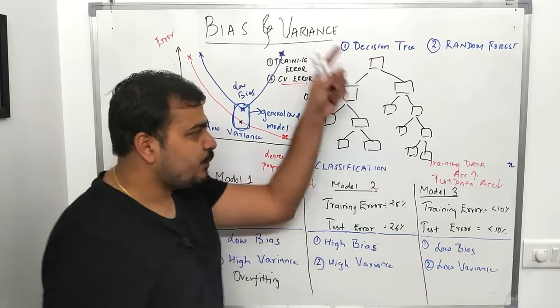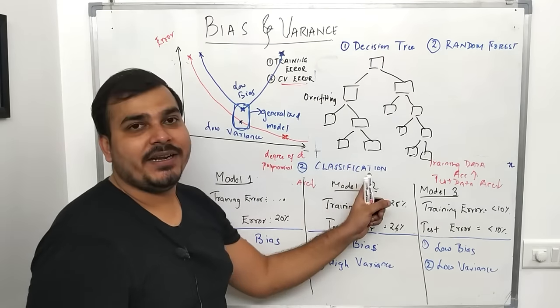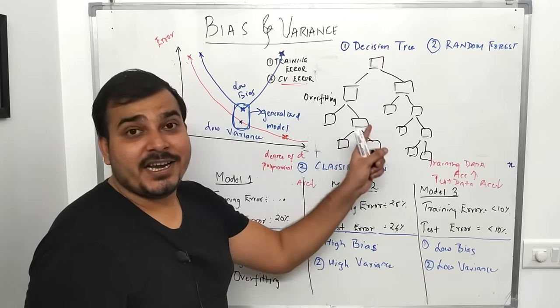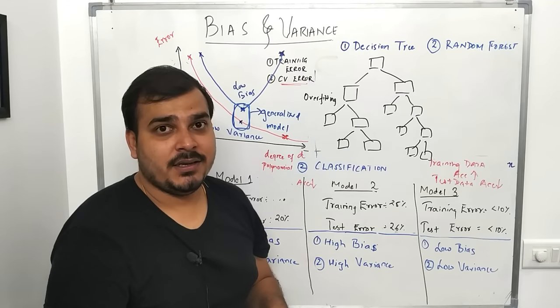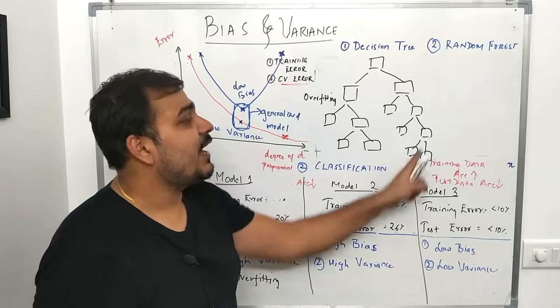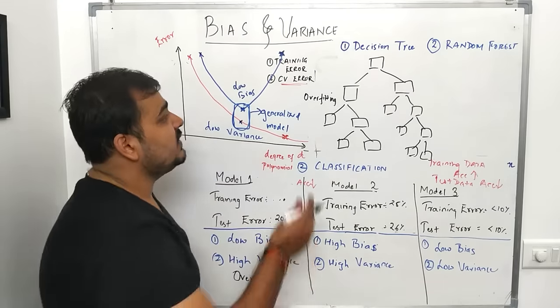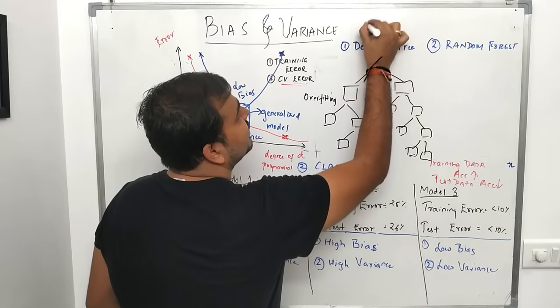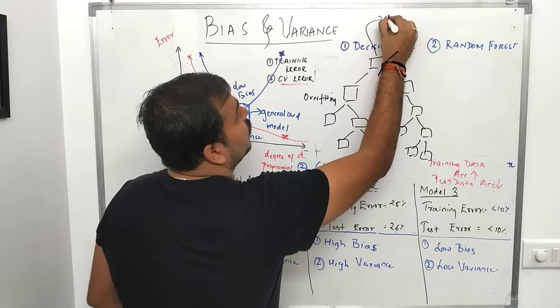Now in overfitting, you just split the decision tree to its complete depth. Definitely for the training data, this may give you a very good result. The error rate will be less. But for the test data, guys, this scenario will not work.